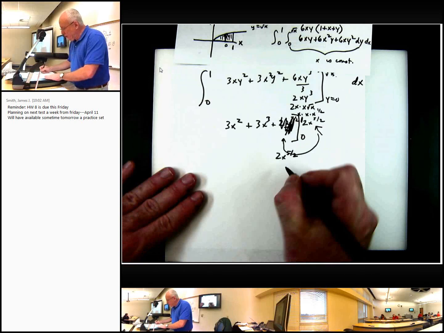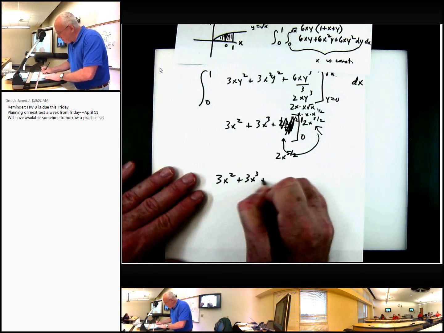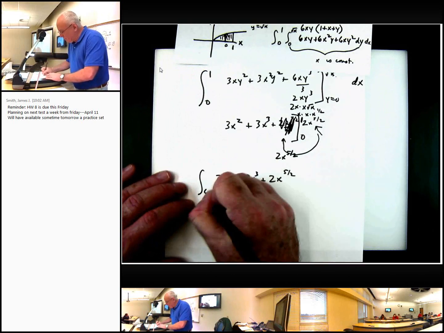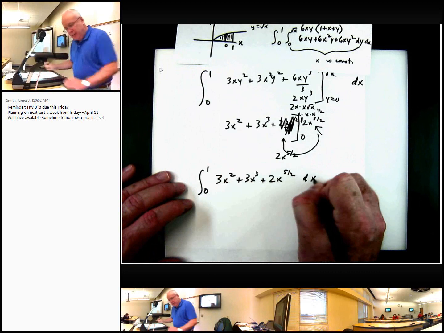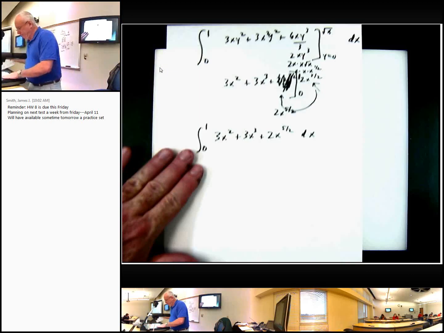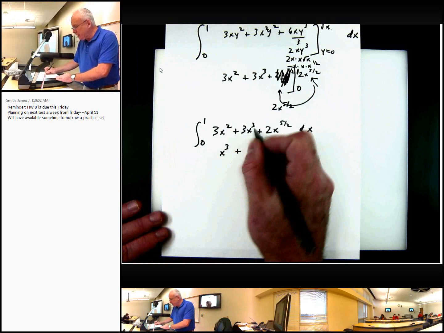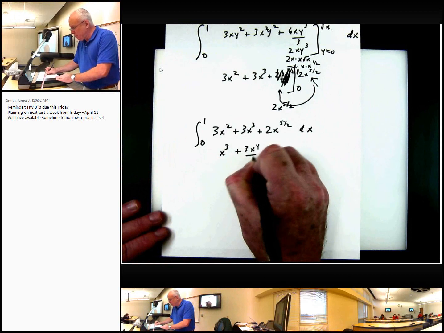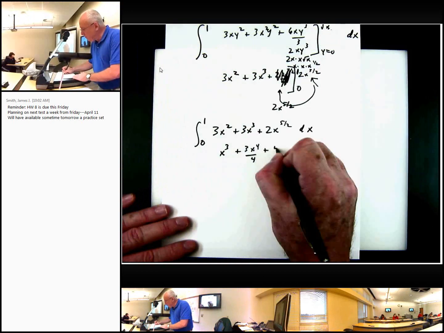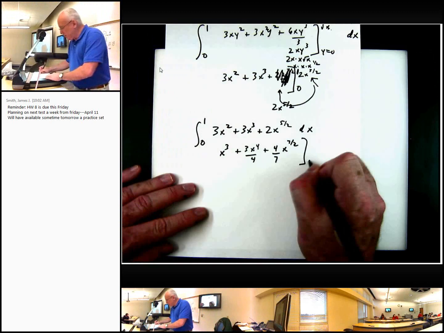2x to the 5/2 power. All right, let me write this again. 3x squared plus 3x to the 3rd plus 2x to the 5/2 power, getting that from 0 to 1 dx. So 3x squared becomes x to the 3rd. 3x to the 3rd becomes 3x to the 4th over 4. 2x to the 5/2 becomes what I had up there, which is going to be 4 over 7 x to the 7/2. And then that's from 0 to 1.